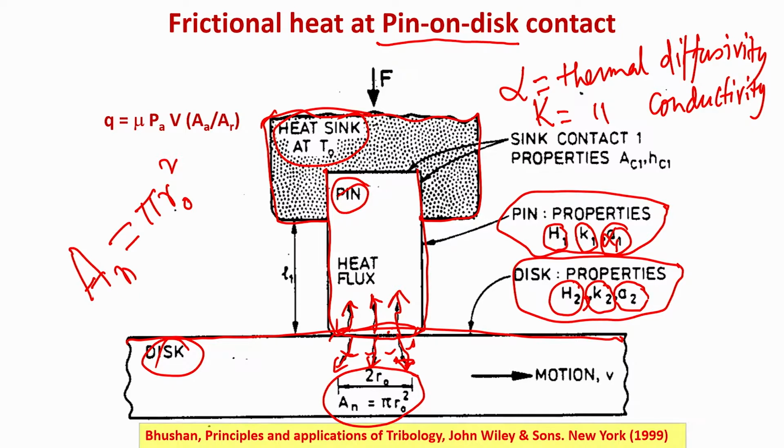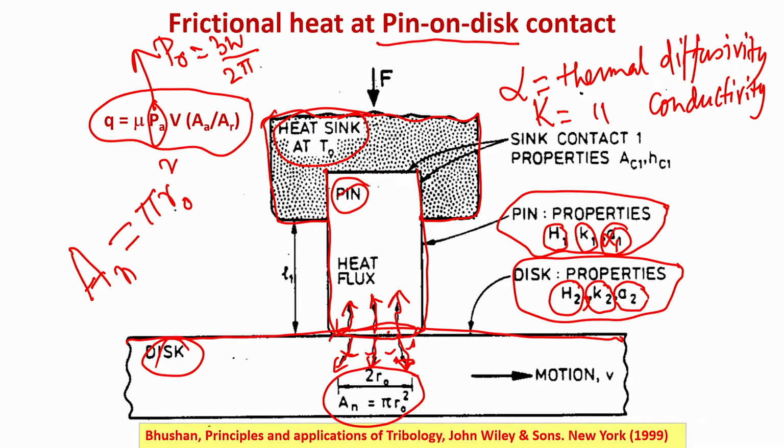Now, what would be the total heat generated, as mentioned here. The total heat is Q equal to mu, the coefficient of friction, times P naught, which you have seen earlier. P naught is equal to 3 W by 2 pi r naught square, the apparent or nominal contact pressure. V, small v, is your sliding velocity. A n is the nominal contact area and A r is the real contact area.